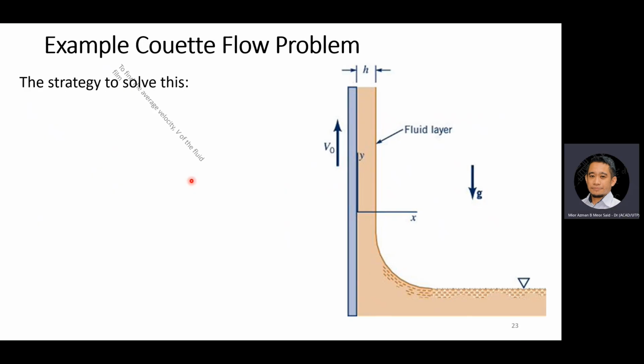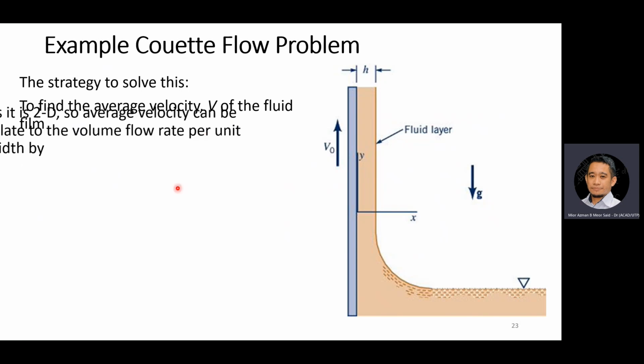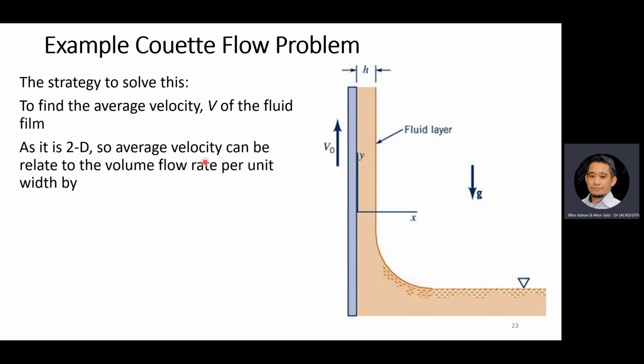So the strategy to find the average velocity V of the fluid film: it's two-dimensional, so the average velocity can relate to the volume flow rate per unit width. Here the total width is H, so the mean velocity will be just V equal to the volume flow rate divided by H.